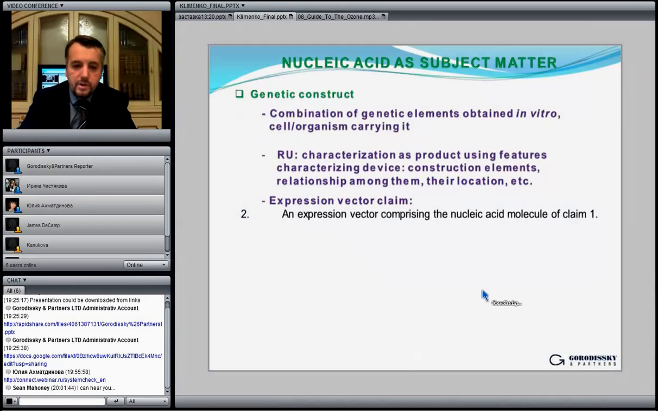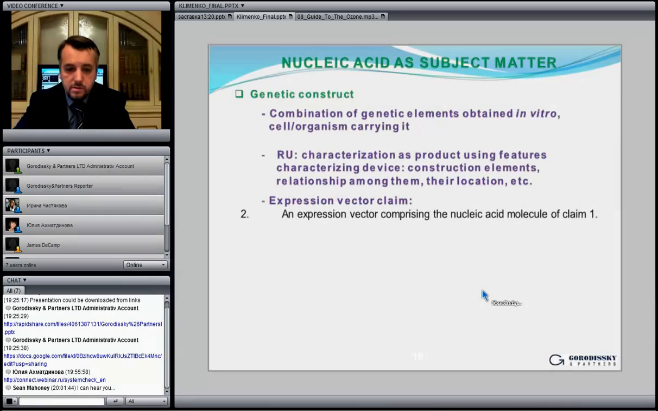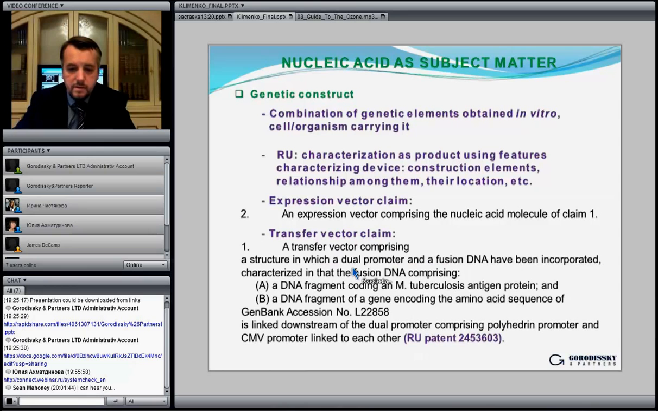The simplest example relevant for our case is an expression vector, and you may know that the word expression is the only language for the function here, and it is acceptable. So you can get pretty broad protection for expression vector. So you describe the construction of the expression vector as a device just by sheer meaning, mentioning that it bears the nucleic acid of yours. Another example, a large one, is a transfer vector claim. Again, transfer is the only indication of purpose which is found sufficient, and then exhaustive description of the structure of your transfer vector.